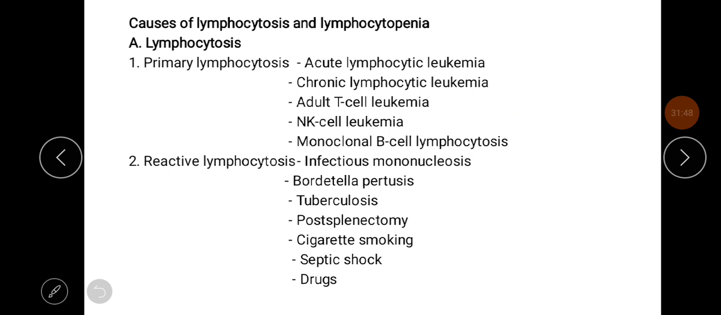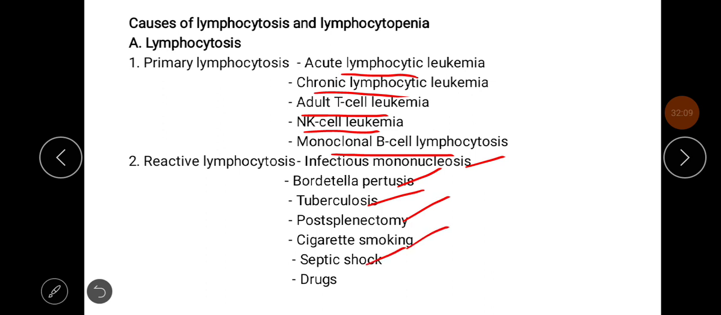The causes of primary lymphocytosis are acute lymphocytic leukemia, chronic lymphocytic leukemia, adult T cell leukemia, NK cell leukemia, and monoclonal B cell lymphocytosis, whereas reactive lymphocytosis is caused by infectious mononucleosis, Bordetella, tuberculosis, post-splenectomy, cigarette smoking, septic shock, and drugs.